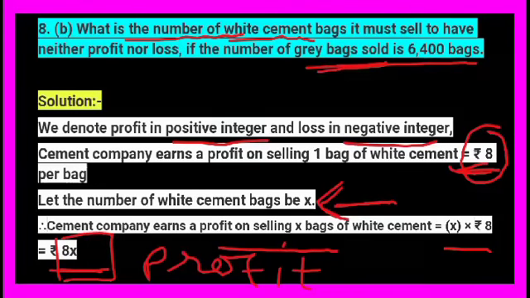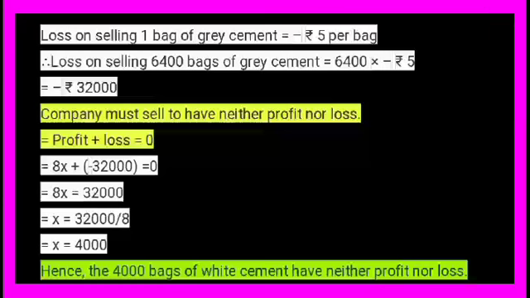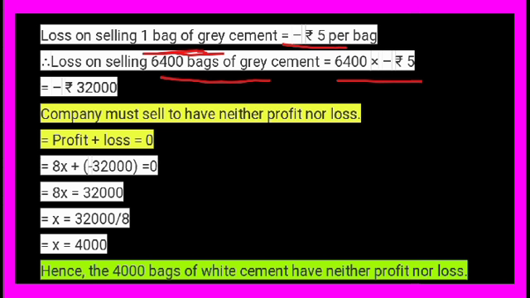Now we have another condition, and it is about grey cement bags. So we find the loss of grey cement bags, and we know that by selling one grey cement bag, the company incurs a loss of rupees 5. So what is the loss by selling 6,400 bags? For that we need to multiply both: 6,400 multiplied by minus 5. And by doing the multiplication we get rupees minus 32,000.